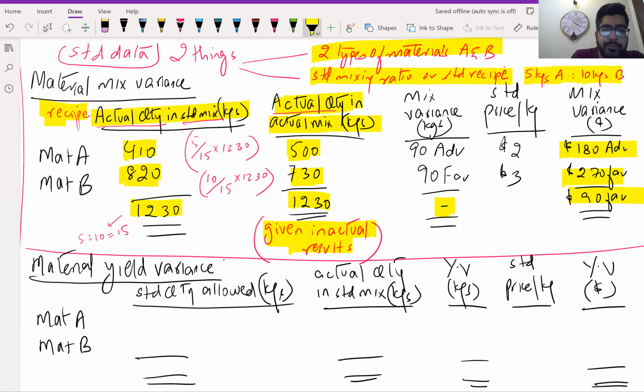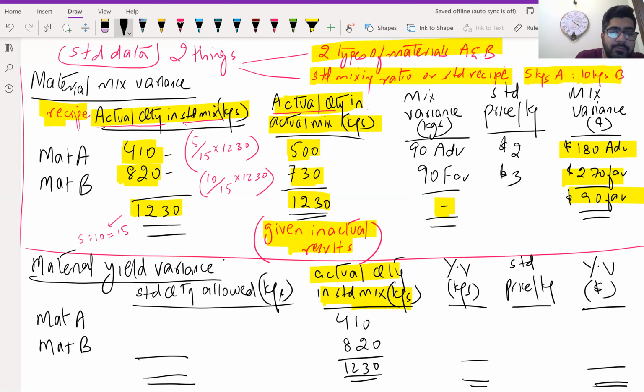Look at the second column of yield. Actual quantity in standard mix. Already done. Copy it. A 410, B 820. It's already done, right? Actual quantity in standard mix 410, 820. Just copy it. Actual quantity standard mix, copy from our standard quantity allowed.